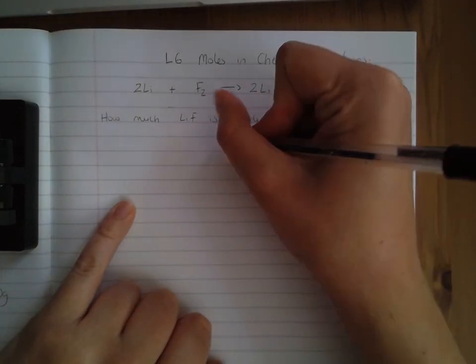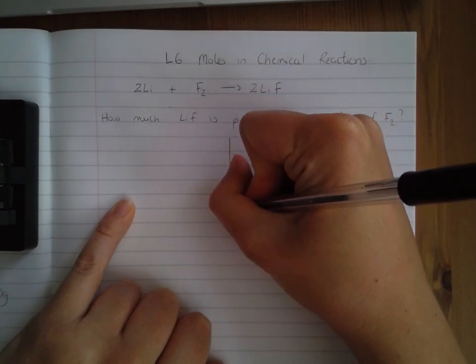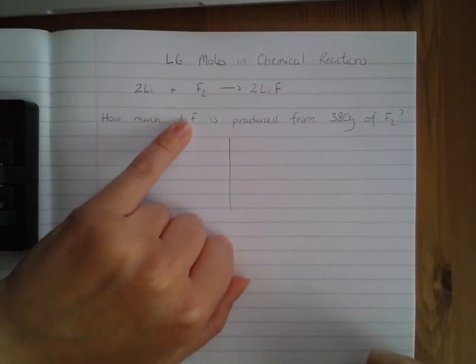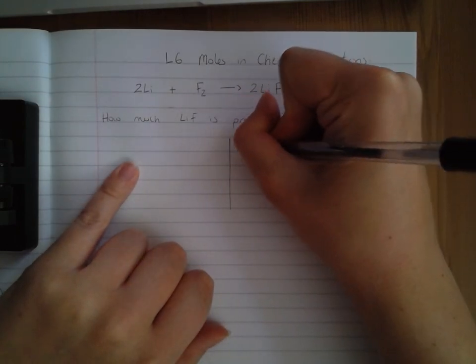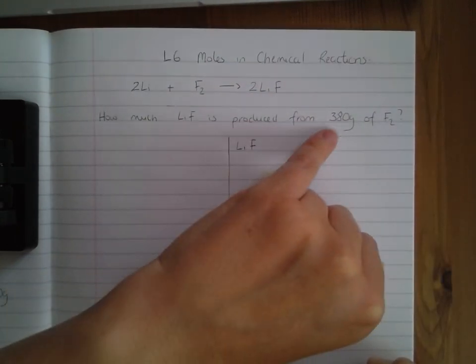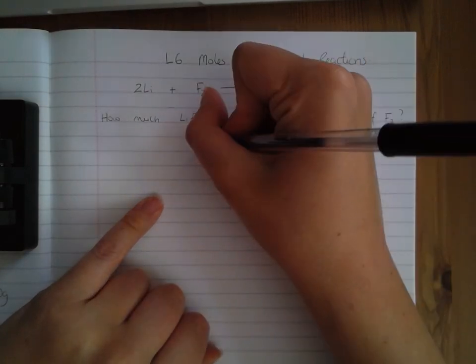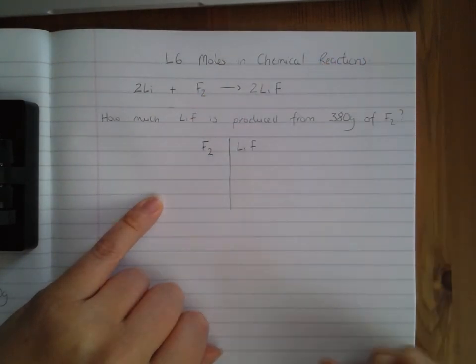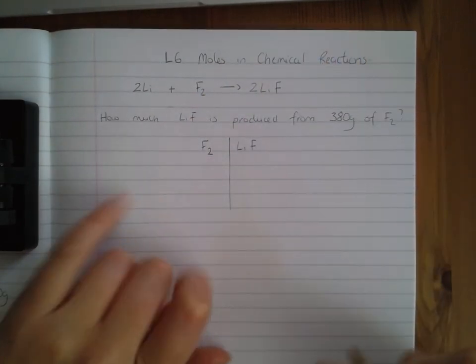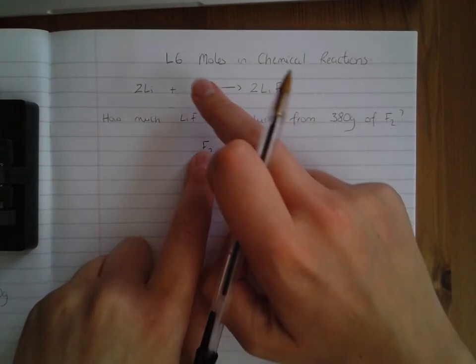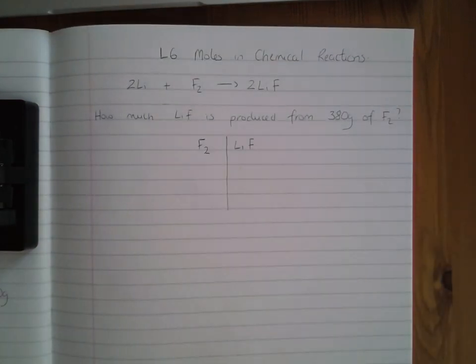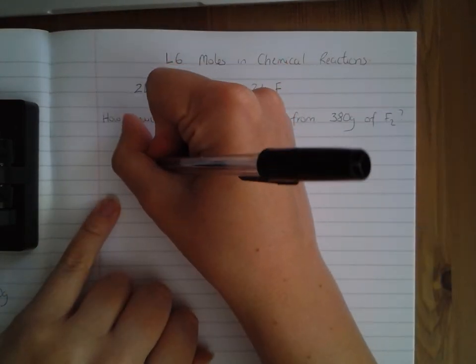So to start, I'm going to construct my table. Okay, how much LiF? I am asked about LiF, so I'm going to put LiF into my table. Is produced from 380 grams of F2. I'm given information about F2, so I put F2 into my table. It doesn't matter on which side of the table you put these. I just put the F2 on this side because it's on this side in the equation. It does not affect your answer in the slightest, okay?